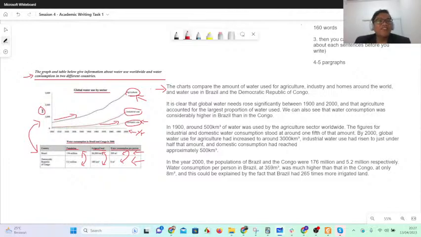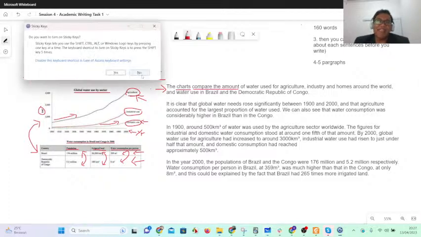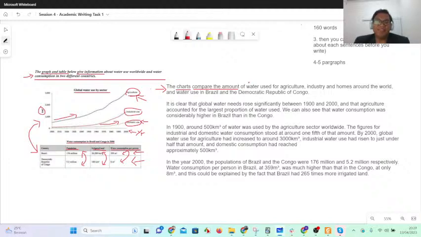So in the introductory line here, it says graph and table, right? But in the answer, I use charts. In the introductory line, it says give information, and here in the answer, I just say compare the amount. So completely different words, but still maintaining the same essence. It's still giving the same information, right? For use for agriculture, industry, and homes around the world.